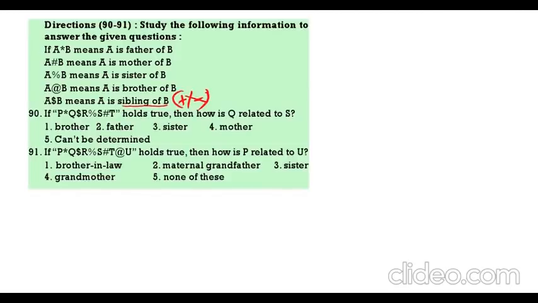Now P star Q. P is the father of Q. Q dollar R. Q is the sibling of R. That means Q can be taken as either plus or minus. We don't know the sex of Q. R percentage S. R is the sister of S. S hash T. S is the mother of T. How is Q related to S? Here in the entire question we don't know the sex of Q. Since we don't know the sex of Q, it cannot be determined.